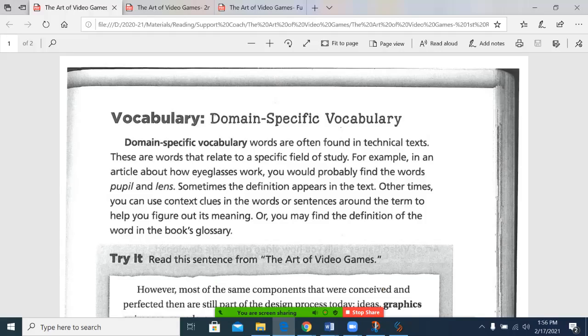Domain-specific vocabulary words are often found in technical texts. These are words that relate to a specific field of study. For example, in an article about how eyeglasses work, you would probably find the words pupil and lens. Sometimes the definition appears in the text. Other times, you can use context clues in the words or sentences around the term to help you figure out its meaning. Or you may find the definition of the word in the book's glossary.